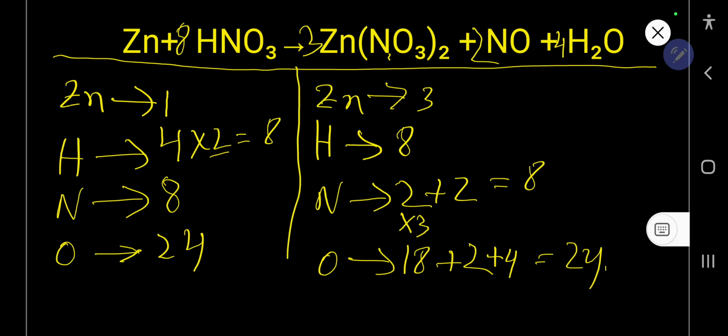8, 1, but here 3. So let me multiply here by 3, that gives me 3. So these 3 must come before this zinc, that is here. So this is the balanced equation.